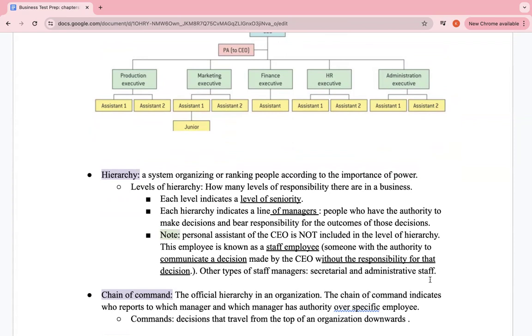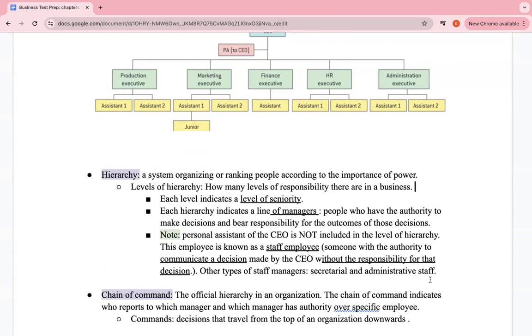Levels of hierarchy. So basically, the levels of hierarchy are how many levels of responsibility there are in a business. Each level indicates a level of seniority, meaning power. Seniority is basically power. Each hierarchy indicates a line of managers. A line of managers are people who have authority to make decisions and bear responsibility for the outcomes of decisions. So basically, with authority comes responsibility, meaning that whether the decision made was a success or not, the senior manager who executed this decision will be responsible for the outcome.